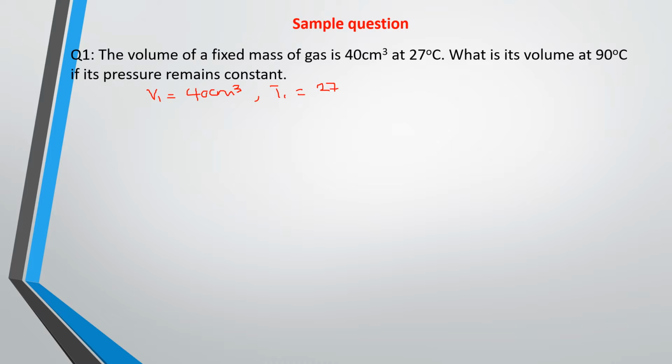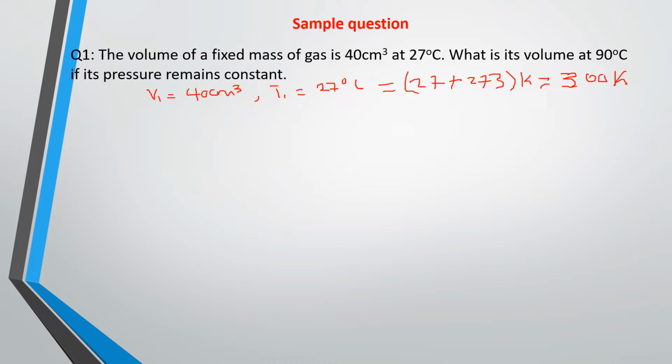27 degrees centigrade. This, I said, you have to convert to Kelvin, which means you are going to add this to 273. So to convert it to Kelvin temperature, you have to do that. When you do this addition, you have 300 Kelvin. So that is what you have.